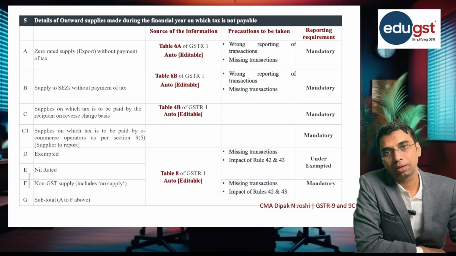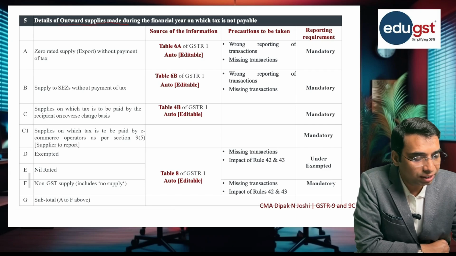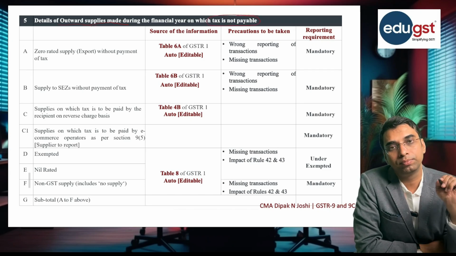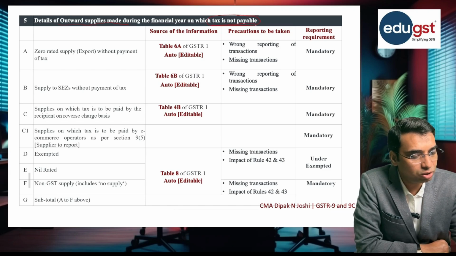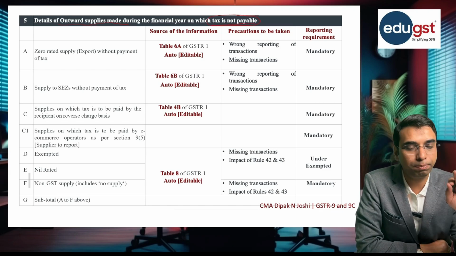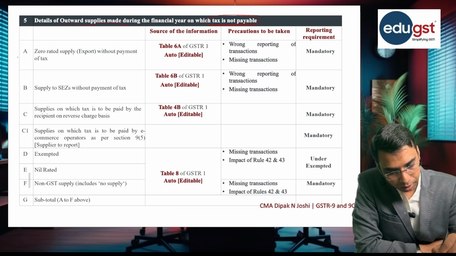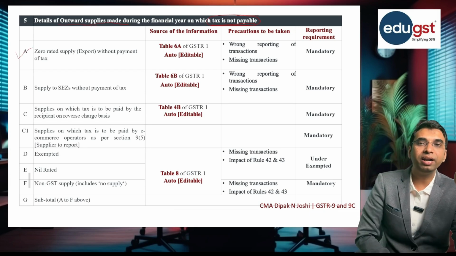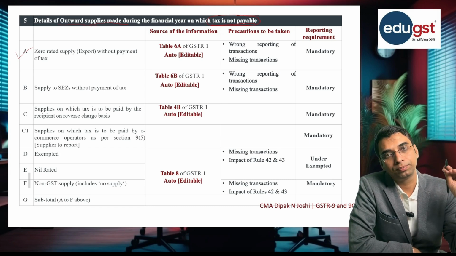Now let's understand table number 5. What is table number 5? Details of outward supplies made during the financial year on which tax is not payable. So details of outward supplies on which tax is not payable, जिस पे tax payable नहीं है, correct? 5A क्या है? Zero rated supply, export without payment of tax.